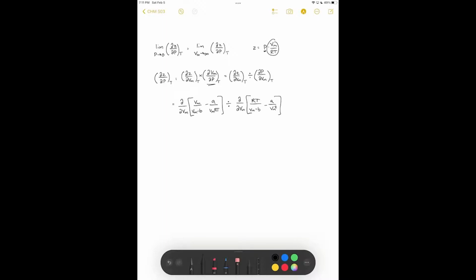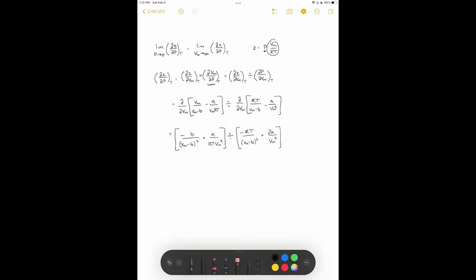And so in doing this, we end up with the following. Taking these derivatives, what do we get? From the first term, we get minus B over Vm minus B squared plus A over RT Vm squared. And then we want to divide this by negative RT over Vm minus B squared plus 2A over Vm cubed.